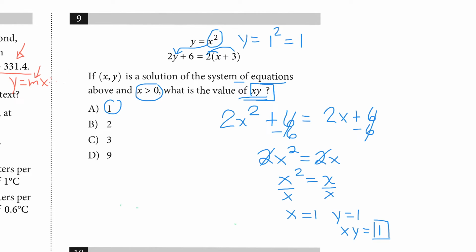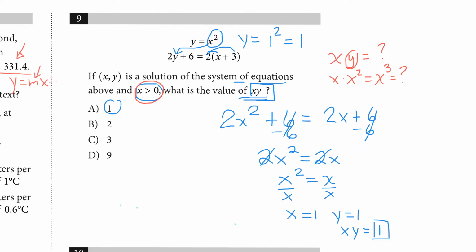Now, this problem is one of those problems that I can give you a little tip, a little shortcut maybe, and I'll use a red pen for that. If you notice that y is equal to x squared, and if we're looking for xy, I'm going to replace y. What was y again? X squared. So now I have x times x squared. So what I'm really looking for is x cubed, right? What is x cubed? And x has to be greater than 0.